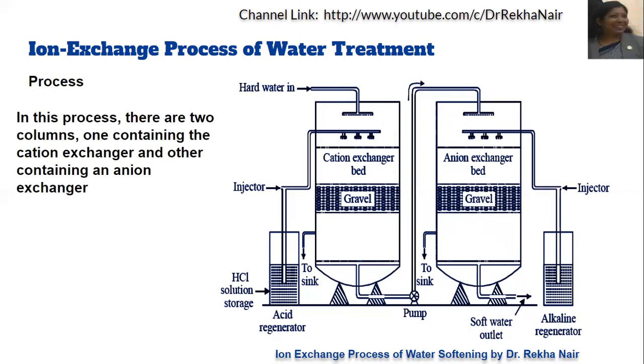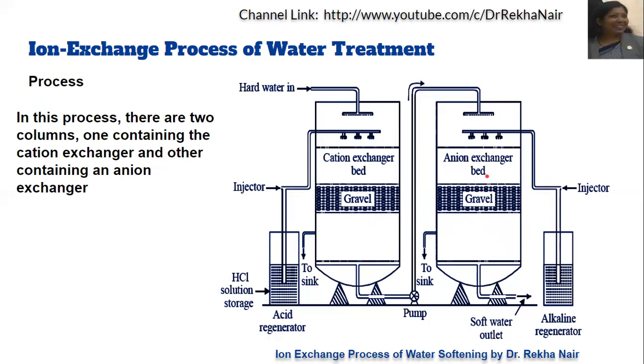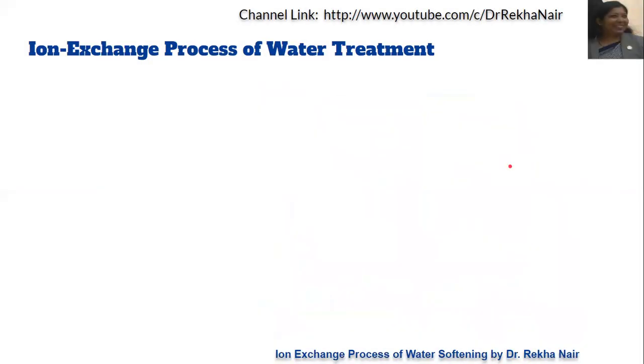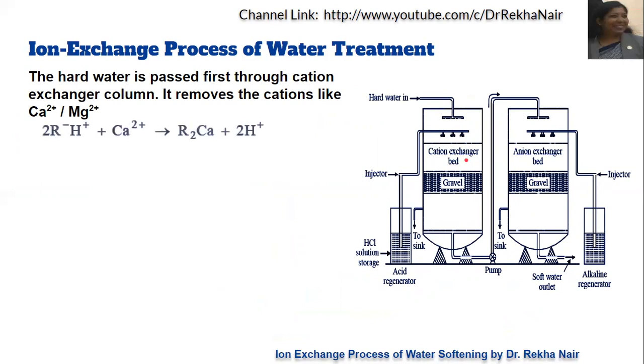In this process there are two columns. Let us see the process in detail. One column contains the cation exchanger and the other contains the anion exchanger, as I have discussed. Now the hard water will be passed into the cation exchanger at first. This cation exchanger will remove the cations like calcium and magnesium.